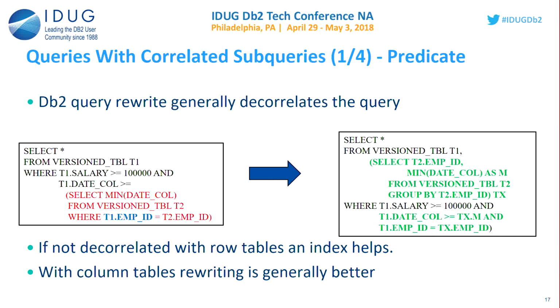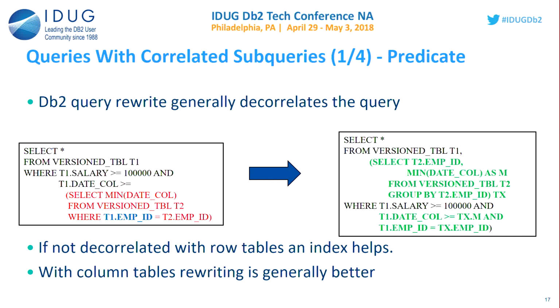So in this case, what we do is we decorrelate the query by computing the min for the entire table for all the emp IDs, and then do this as a join. This is something that we do handle in Db2 today, but I'm just illustrating what a correlated subquery is and how you can decorrelate it.